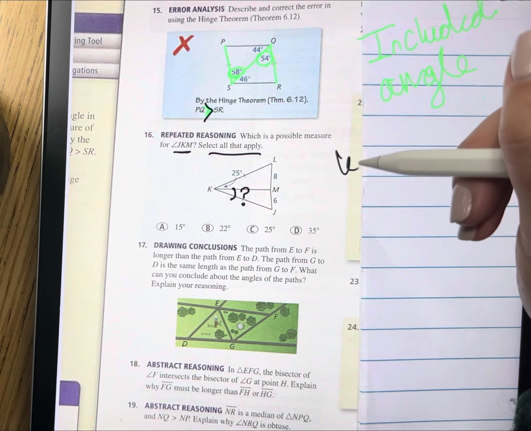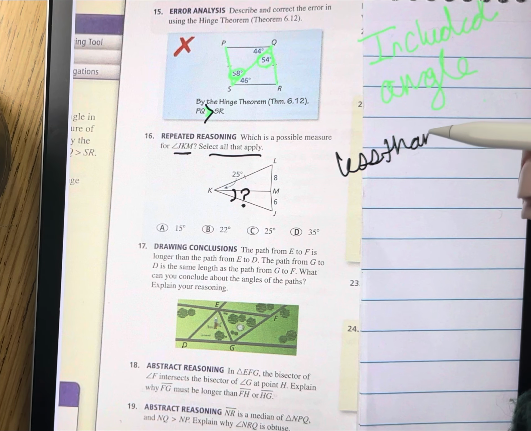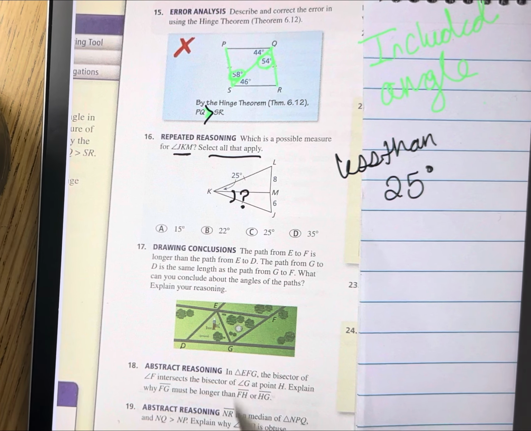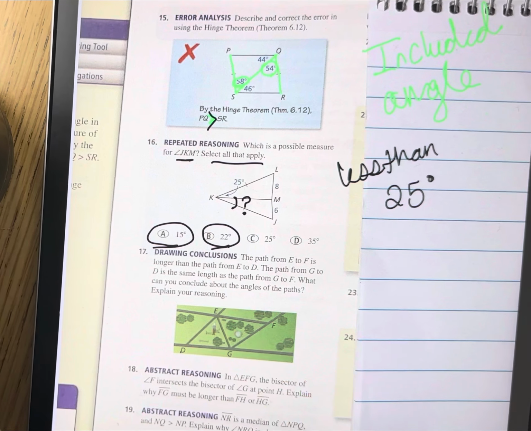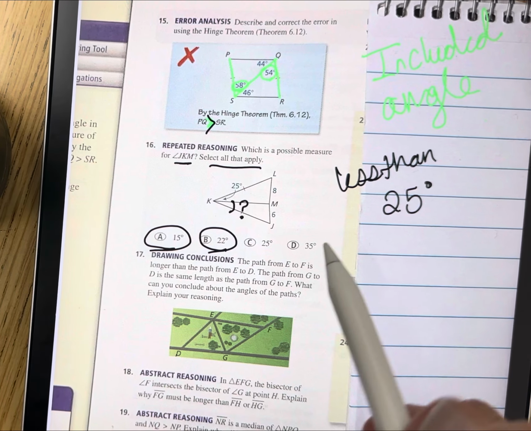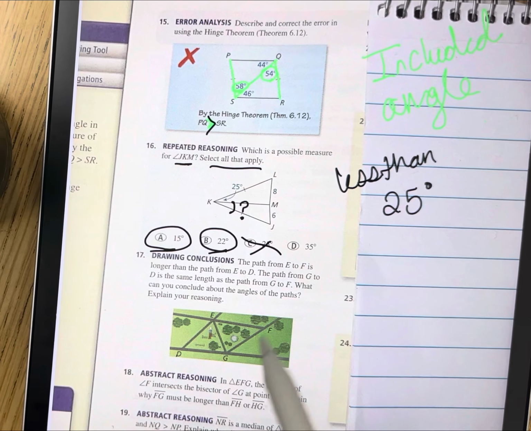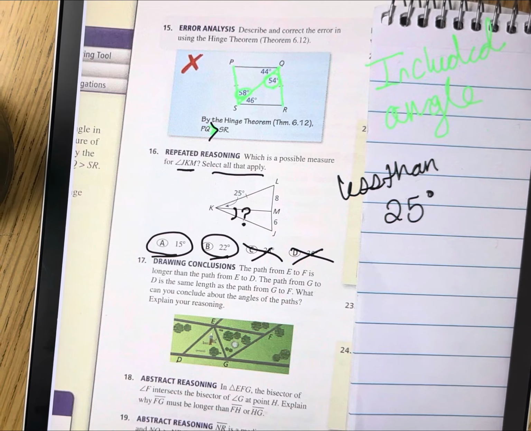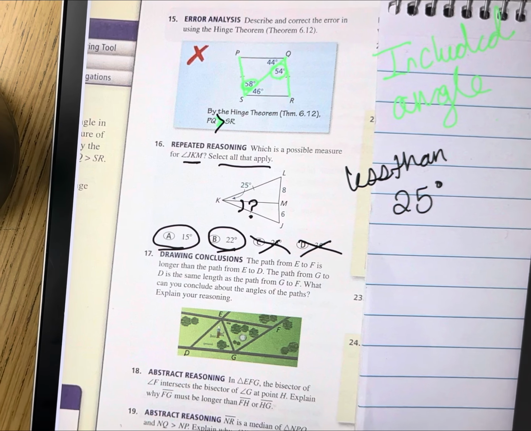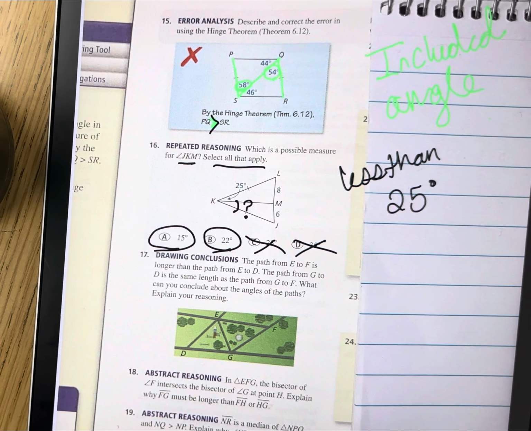So I need something less than 25 degrees. So looking here, 15 is less than 25, that works. 22 is less than 25, that works. 25 is not less than 25, and neither is 35. So the answers here will be A and B. All right. Hope this is making sense.